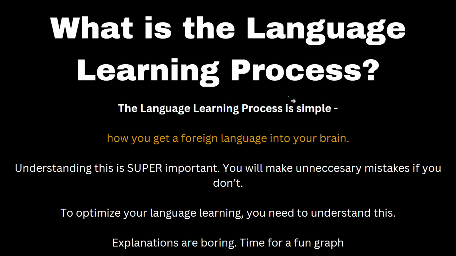The language learning process is very simple. It's how you get a foreign language into your brain, how you see things you don't know in another language, learn them, remember them, and use them. That's literally what it is. And understanding how this actually works is very, very important. That's what we've got on the next slide.